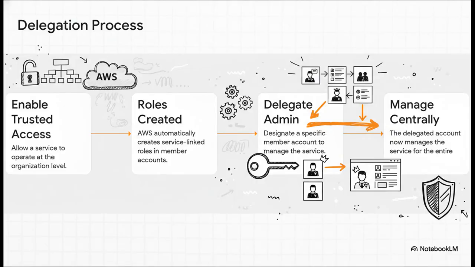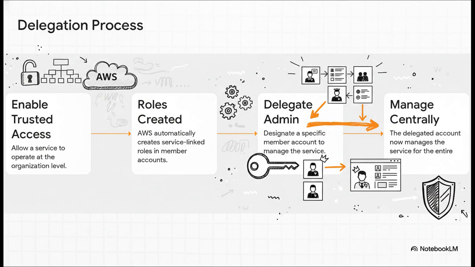So here's how it works step by step. First, you enable trusted access for a service you want to use, like AWS Config. As soon as you do that, AWS automatically goes out and creates all the necessary service-linked roles in your member accounts for you. Then comes the key step. You designate one specific member account to be the delegated administrator for that service. And from that moment on, that specialized account, and not the management account, is in charge of managing that service for the entire organization.